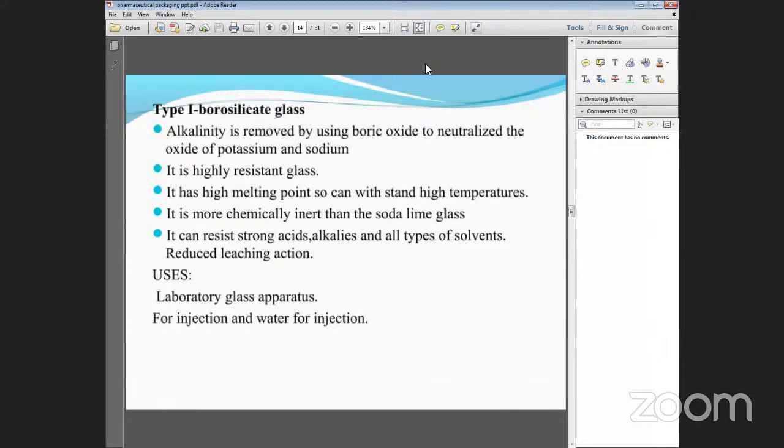What are the uses of this type 1 borosilicate glass? Laboratory glass apparatus. The pharmaceutics lab situated in your college contains borosilicate glass containers. For injections and water for injections, the container used to store the water for injection is borosilicate glass only.